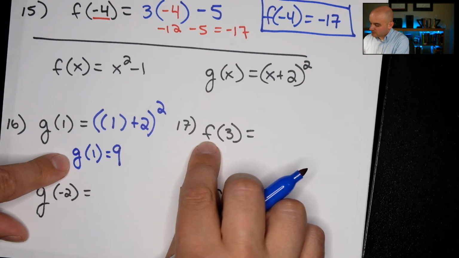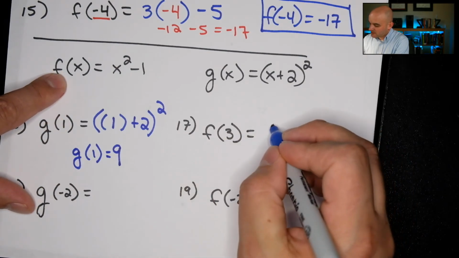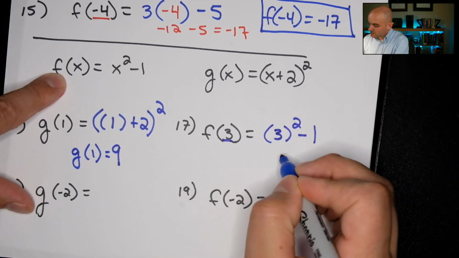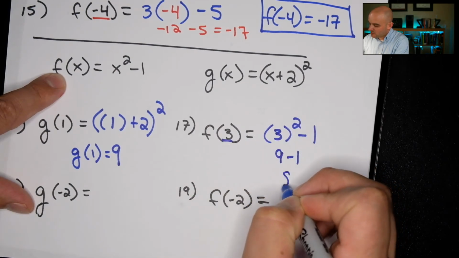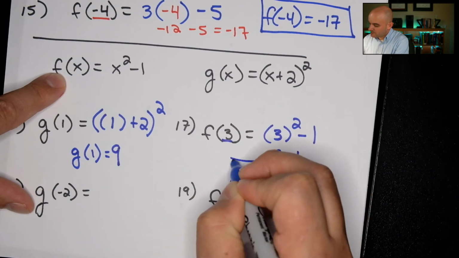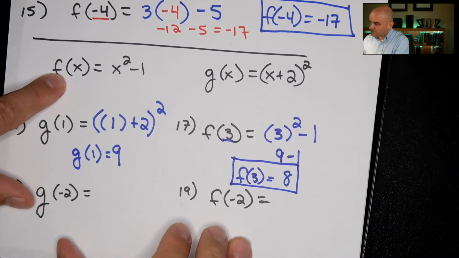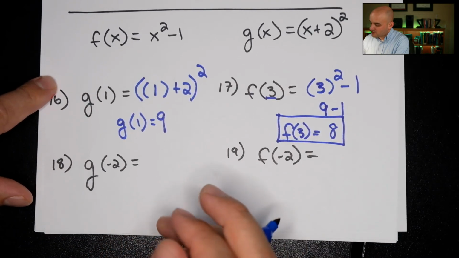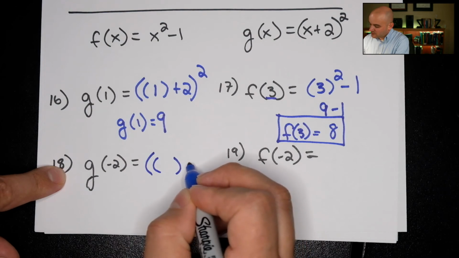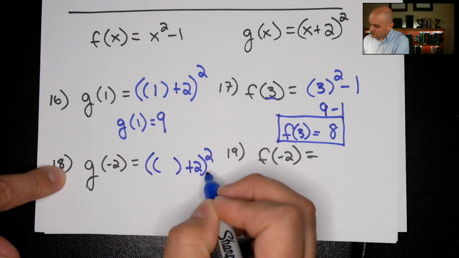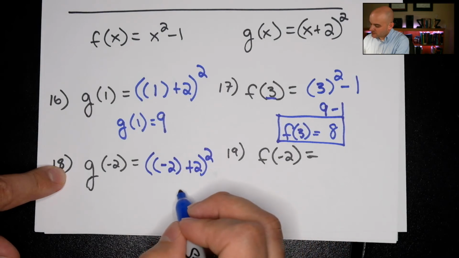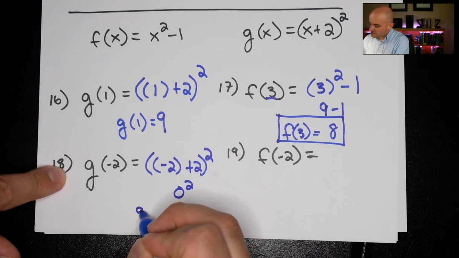Number 17, f function. So we've got something squared minus 1, put the 3 in. 9 minus 1, which is 8. So the f of 3 is equal to 8. Back to the g function. So everywhere I see an x, put a set of parentheses. Negative 2 goes in. Negative 2 plus 2 is 0, and 0 squared is 0.